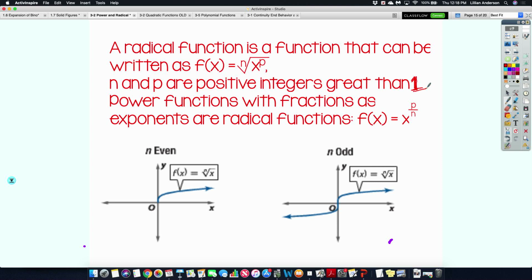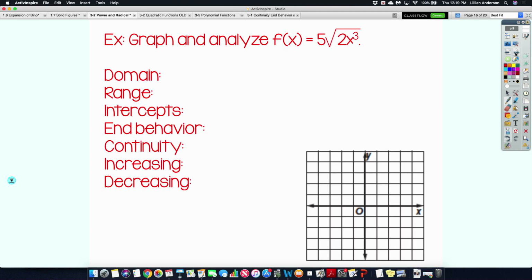Okay? So when n is even, the domain is always going to be from what to what? 0 to positive infinity, and 0 will be defined because the square root of 0 is just 0. But if n is odd, the domain is going to be what? Negative infinity to infinity, all real numbers. So you'll have an idea of what it should look like if the root is even or if the root is odd. And we're going to look at one of each type. First, we're going to look at 5 times the square root of 2x to the third power.